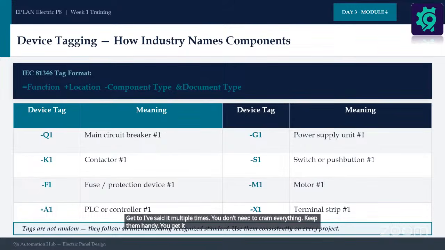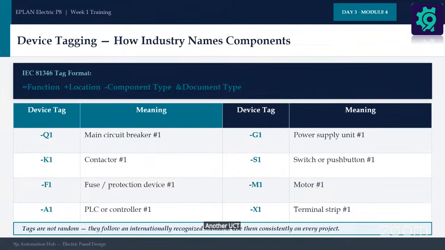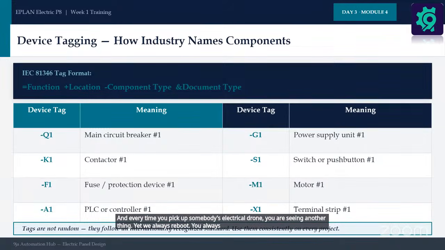And so if every engineer invented his own system, one engineer would definitely use C for contactor, another CT, another one might use MC, another one KM, and there would be confusion everywhere. Every time you pick up somebody's electrical drawing, you are seeing another thing. Your head will always reboot, you always try to figure out what this is.